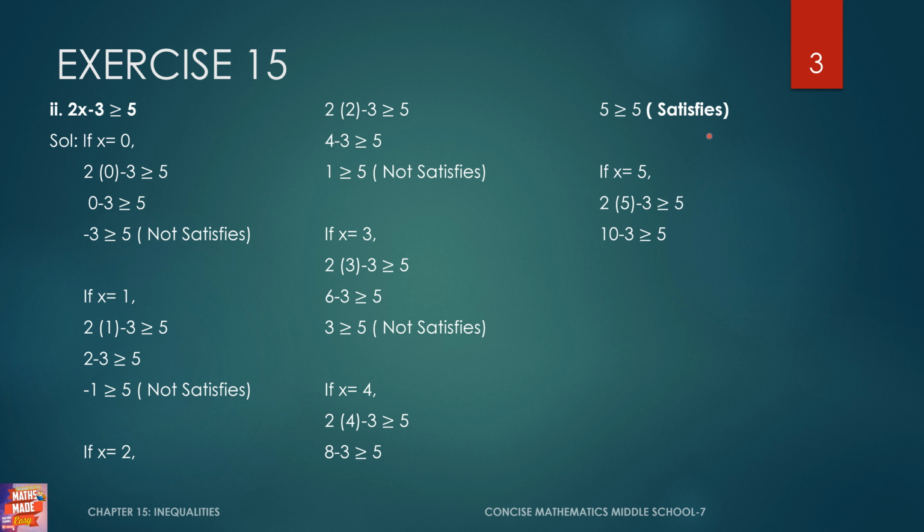Similarly, now take 5 and substitute it. 10 minus 3 will be 7 is greater than or equal to 5. Yes, it is greater. So just write down satisfy, and the solution set will be 4 and 5, because it is satisfying when x is 4 and x is 5. So just write down 4 and 5.